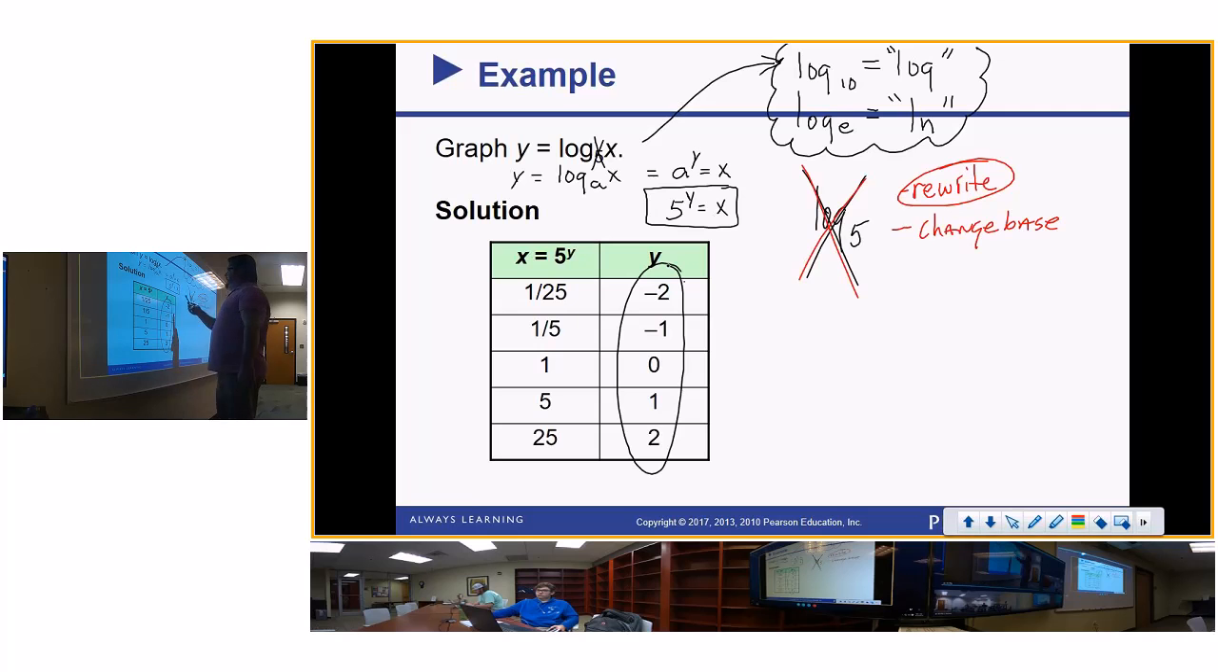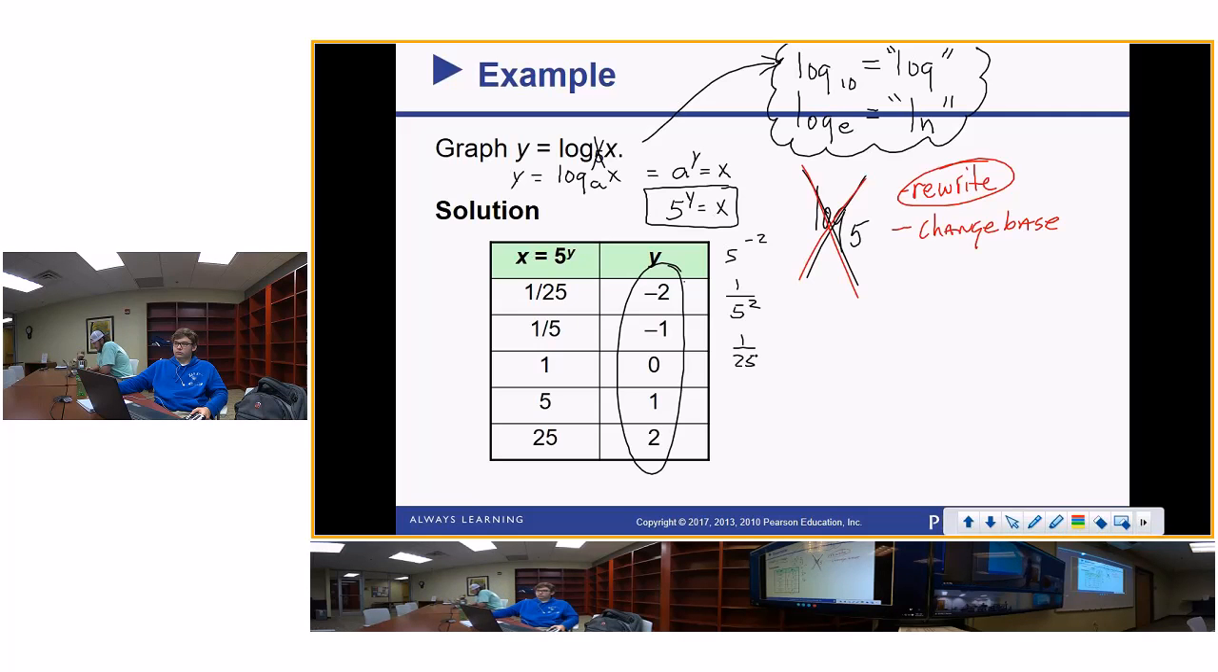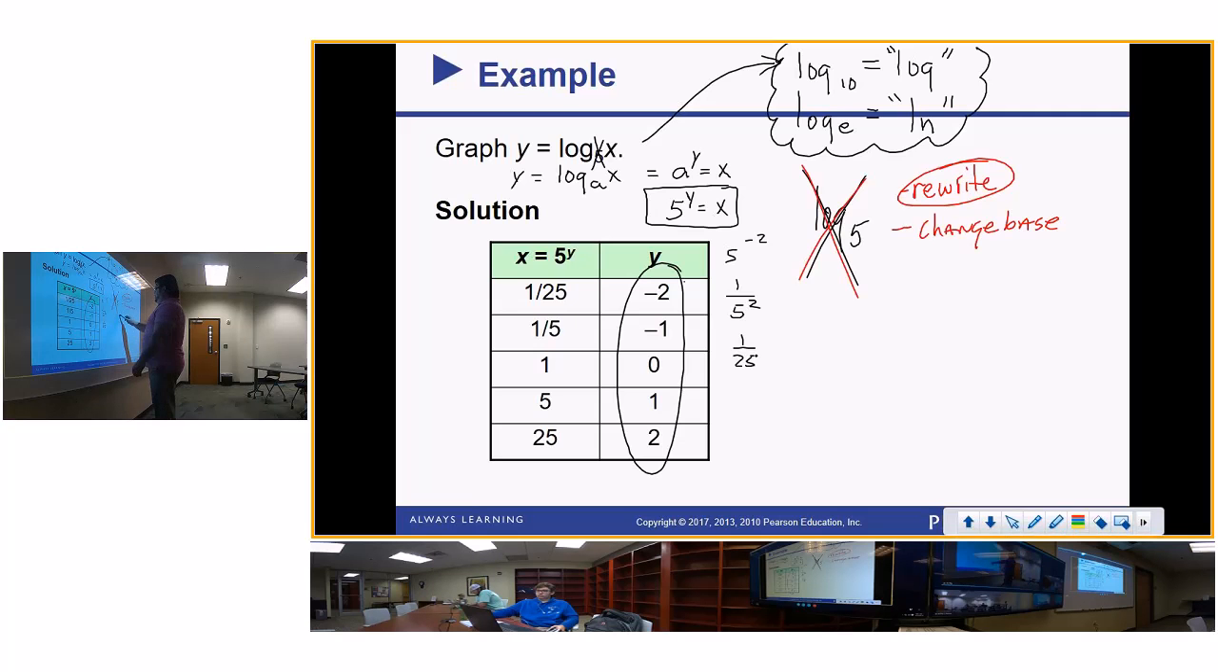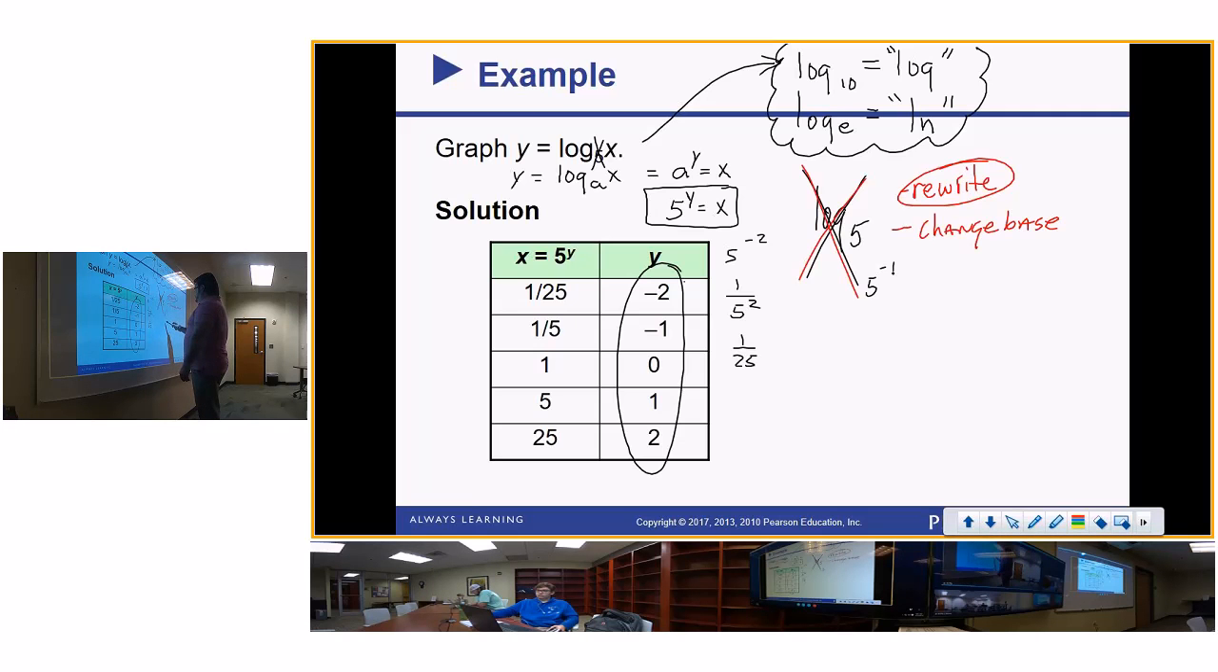-2. Well, 5 to the -2 is 1 over 5 to the second, which is 1 over 25. 5 to the -1 is equal to 1 over 5 to the first, which is 1 over 5. Everybody with me?